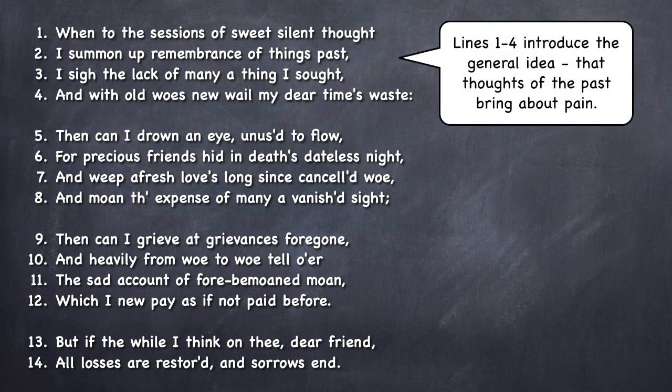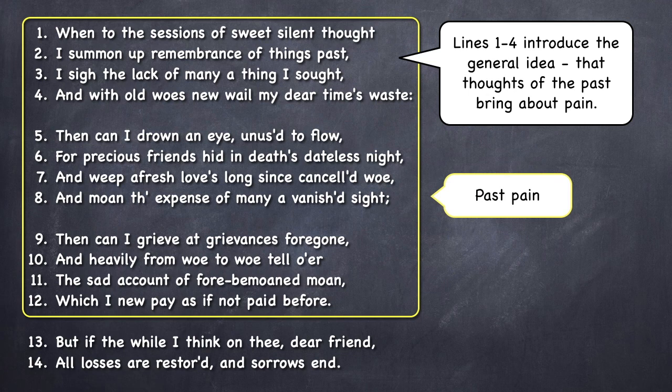This is Shakespeare's Sonnet 30. Now, in lines 1 through 4, Shakespeare gives us the general idea. The same way he does it in lines 1 and 2 in the previous sonnet, in Sonnet 30, he does it in the first 4 lines, but it's not a complete argument either. But it's okay. So in lines 1 through 4, he introduces the general idea that thoughts of the past bring about pain. Okay, fair enough. The common human experience.